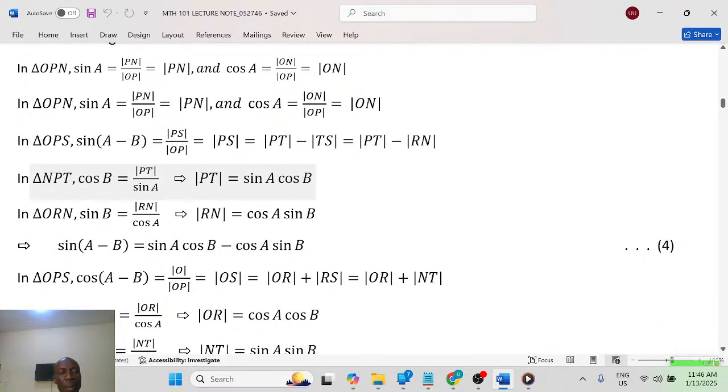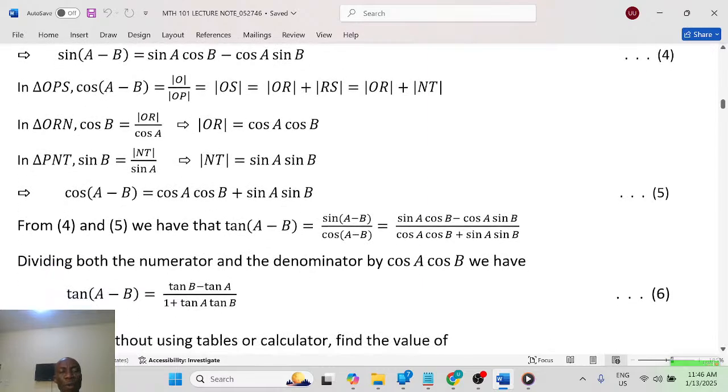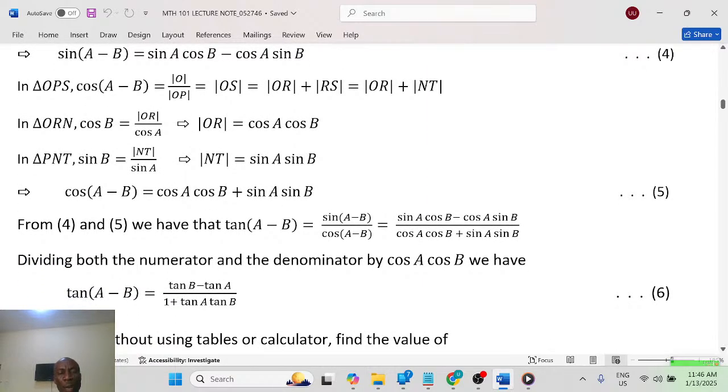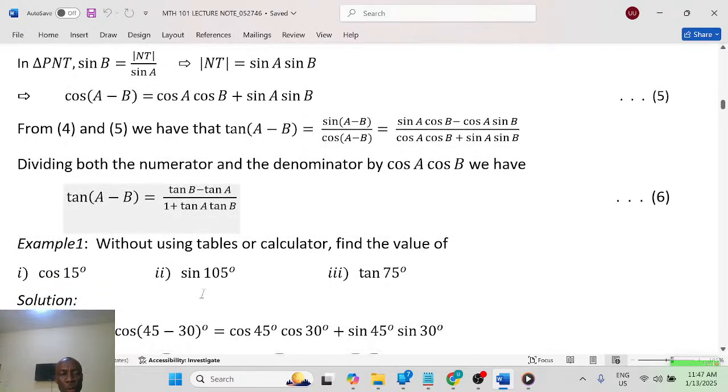Sin(A−B) is equal to sin A cos B minus cos A sin B. Now for the one of cosine, you see it in equation 4, which is cos(A−B) equals cos A cos B plus sin A sin B. And if you combine equation 4 and equation 5, it will give us what we have in equation 6 for tan(A−B), which is equal to tan A minus tan B all over 1 plus tan A tan B. So these are what we'll be using to solve the subsequent questions.